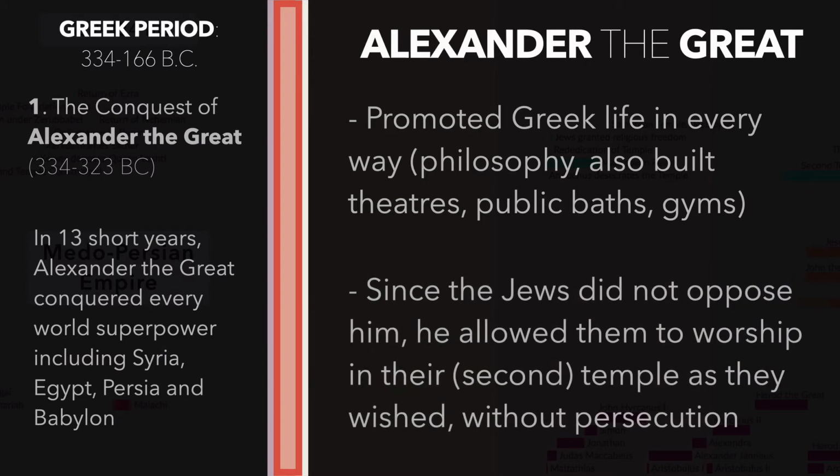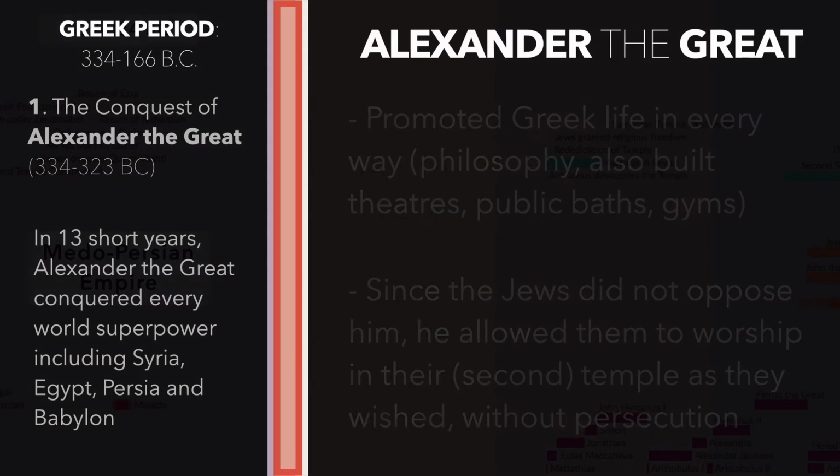Now, the Jews did not oppose him militarily, and so he allowed them to worship in their temple as they wished without persecution. So the Jews were not a problem for him. And so even though he was spreading Greek culture, he was not forcing them, he was not assimilating them. He allowed the Jews to continue to worship however they wanted.